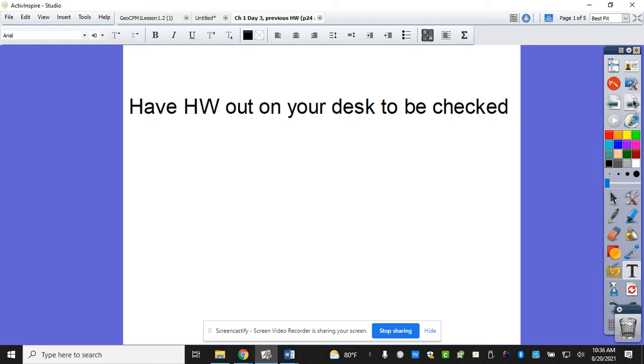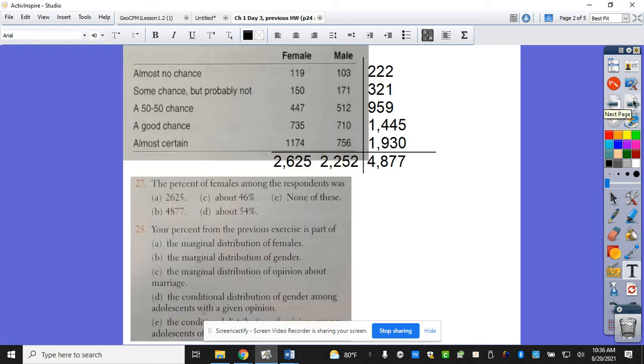This is page 24, number 26 through 32, but I'm starting at 27, finishing with 26. So with this one, 27 says the percent of female among respondents were... well, it asked for a percent, so it's definitely not A and B.